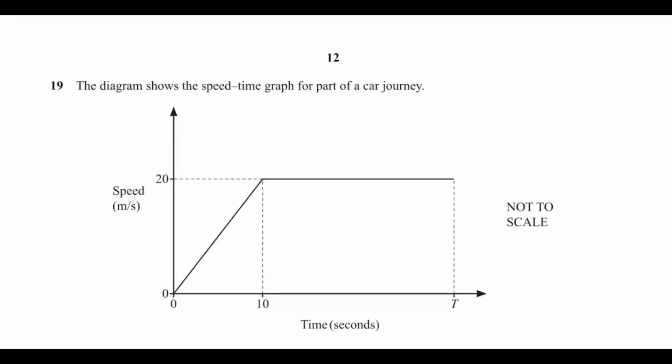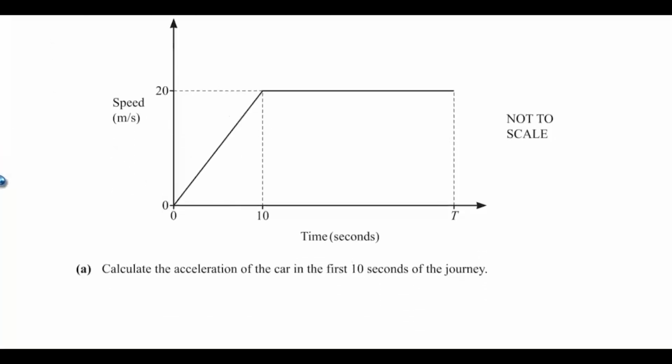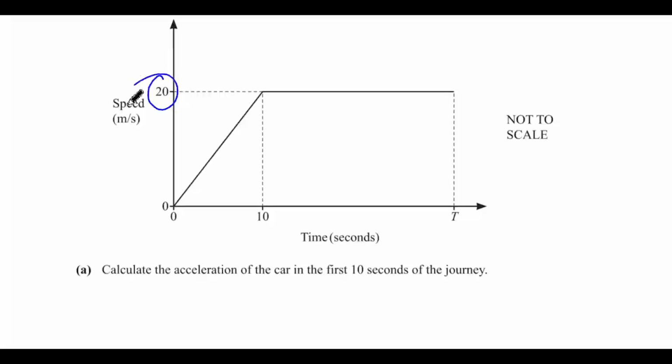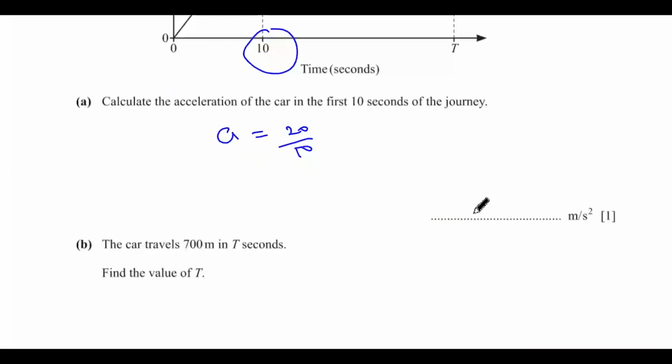That will be question 19. The diagram shows the speed time graph for part of a car journey. Calculate the acceleration of the car in the first 10 seconds of the journey. Acceleration will be the change in speed over time. So acceleration A is equal to 20 divided by 10, that will be 2 meters per second squared.